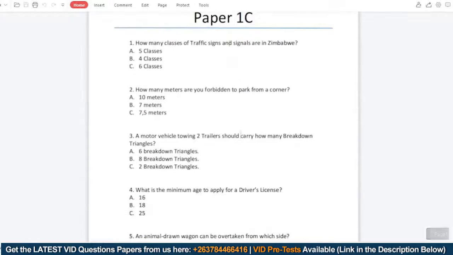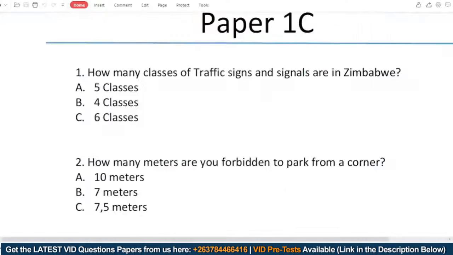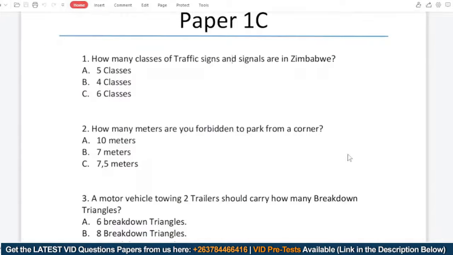Number 1. Let me just zoom in so that you can clearly see. I hope this is enough. As you can see, this is paper 1C. Number 1, how many classes of traffic signs and signals are in Zimbabwe? Is it 5 classes, 4 classes, or 6 classes? What do you think, guys? The answer is 5 classes. So the correct answer is A.